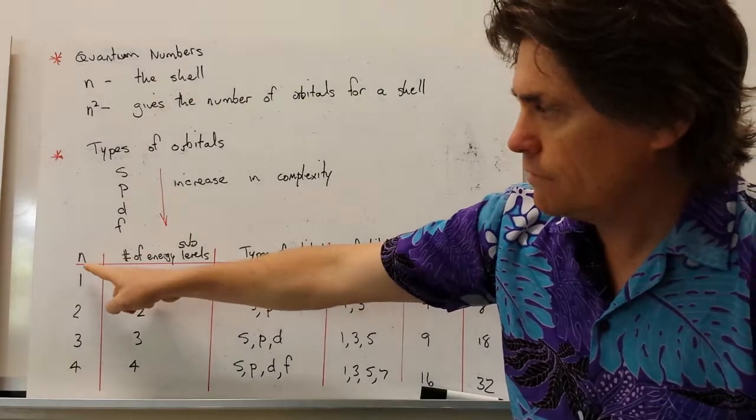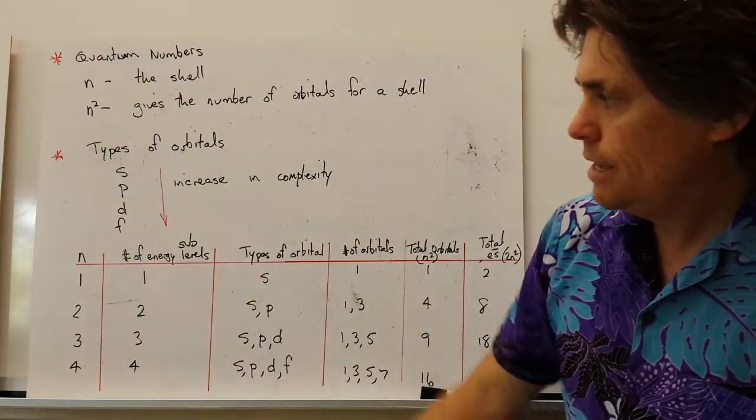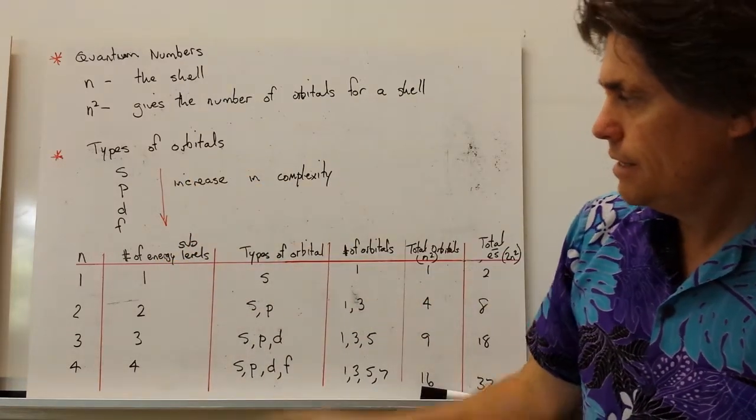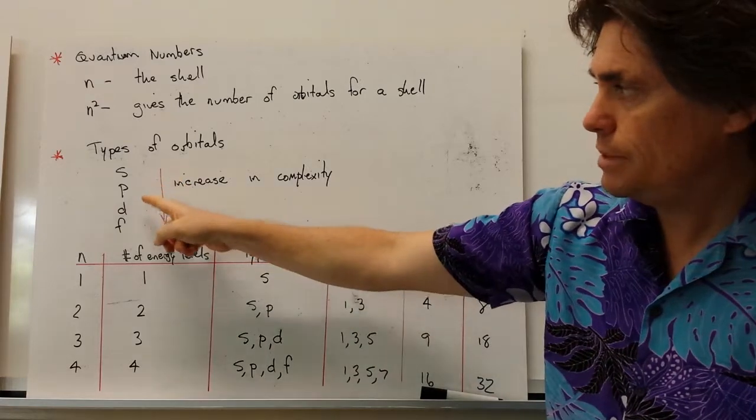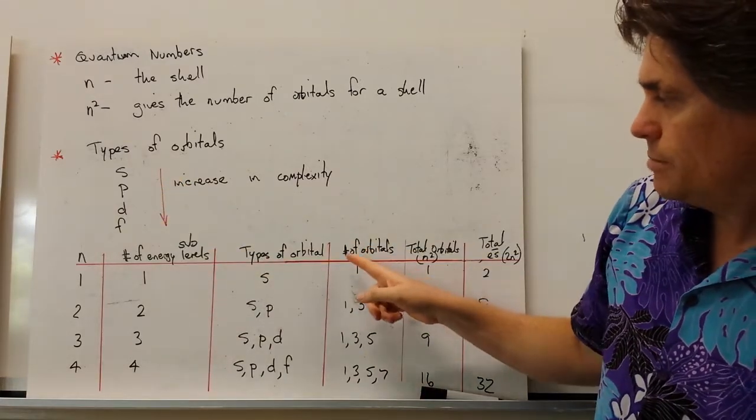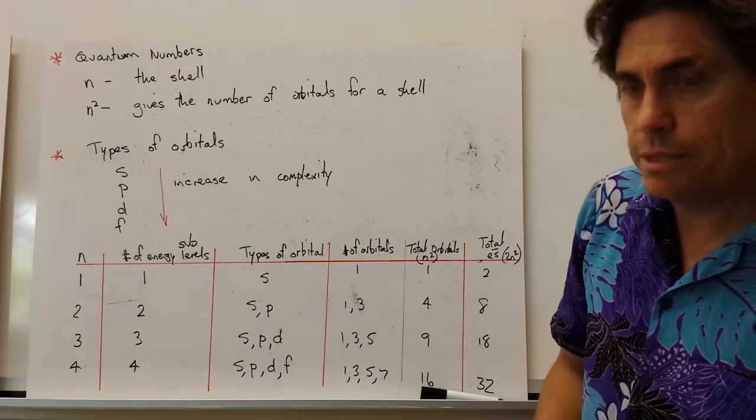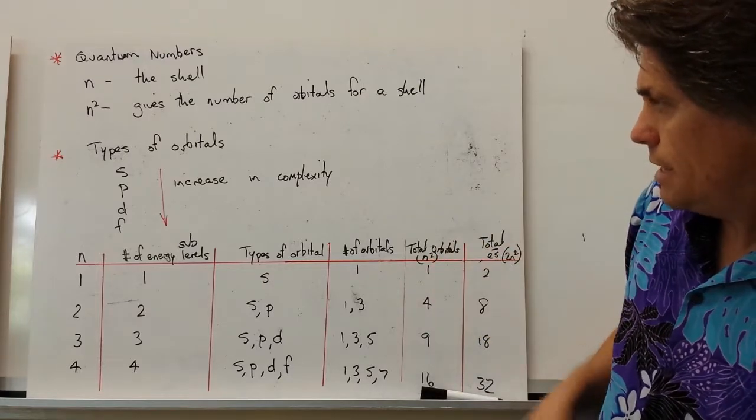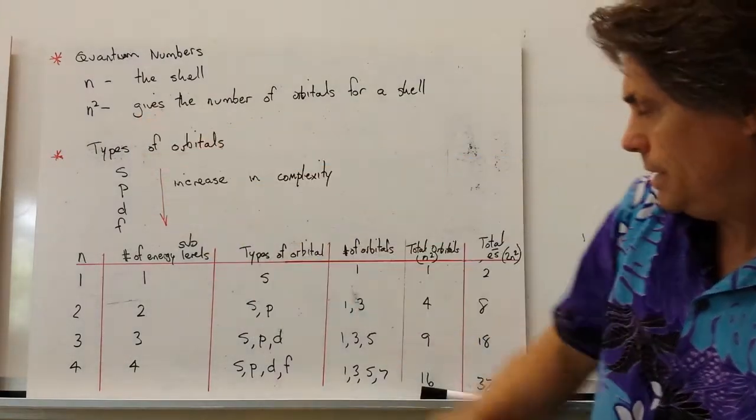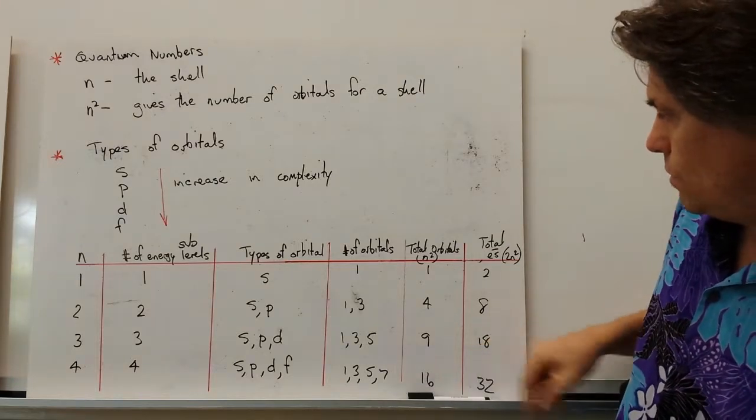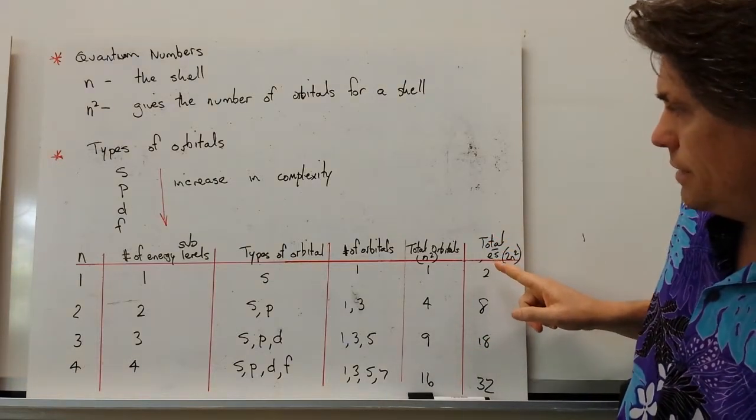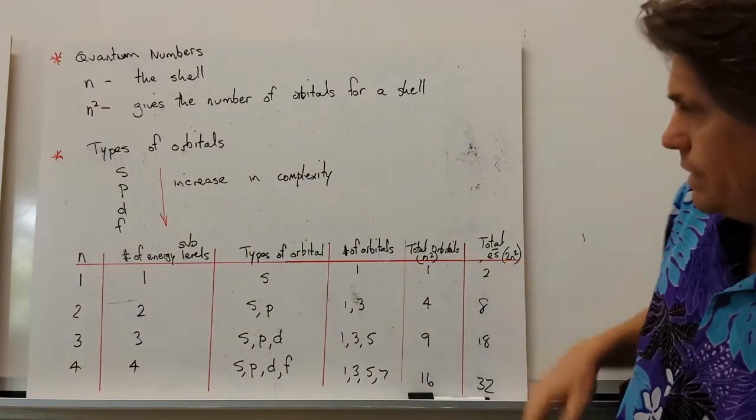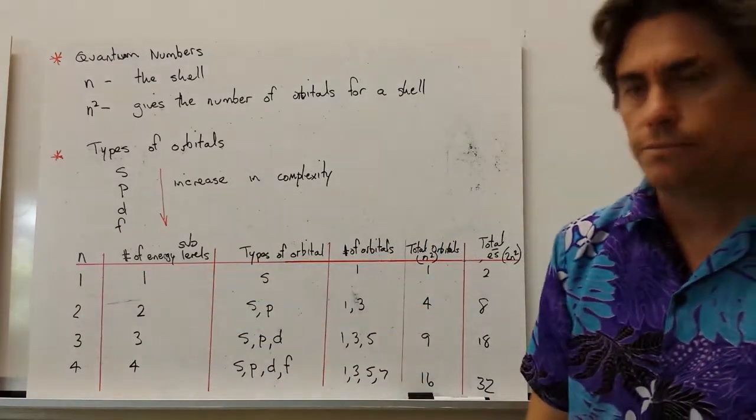On the far left-hand side, I've got my energy level or shell. The next column tells me how many subshells or orbitals there are. The third one tells me the type, so whether it's s, p, d, f. The fourth one tells me the maximum number of orbitals for that particular shell. The second last column gives me the total number of orbitals, and that comes from n squared. And then finally, we have the total number of electrons that are possible in that particular energy level, and that's given by the formula 2n squared, where n is our energy level.